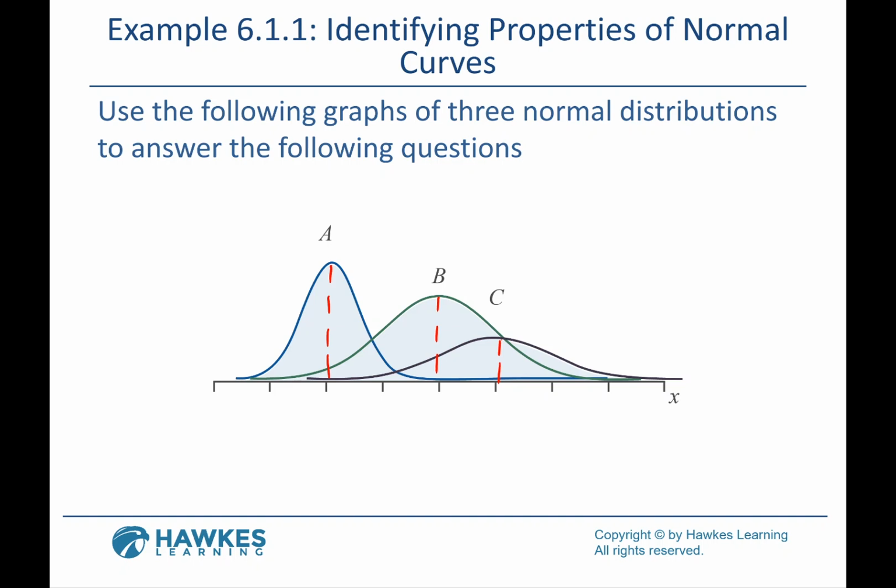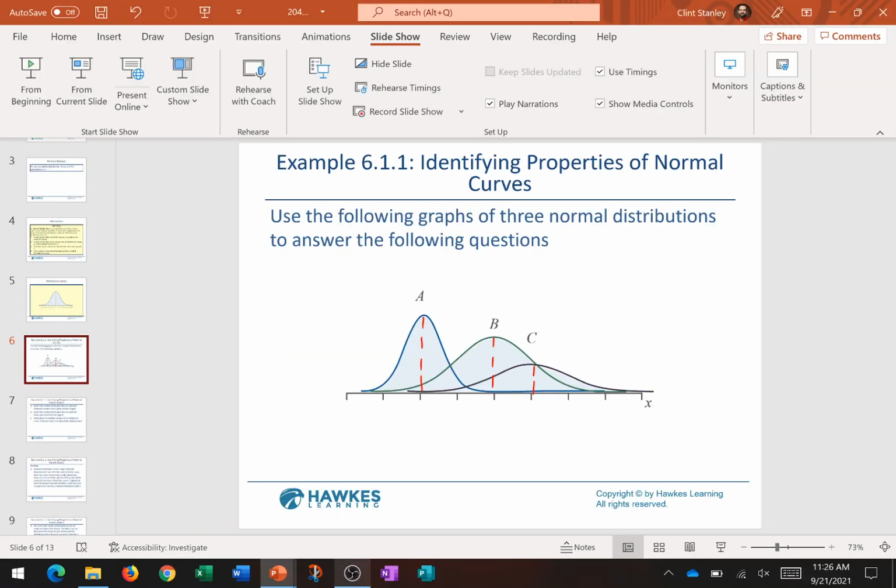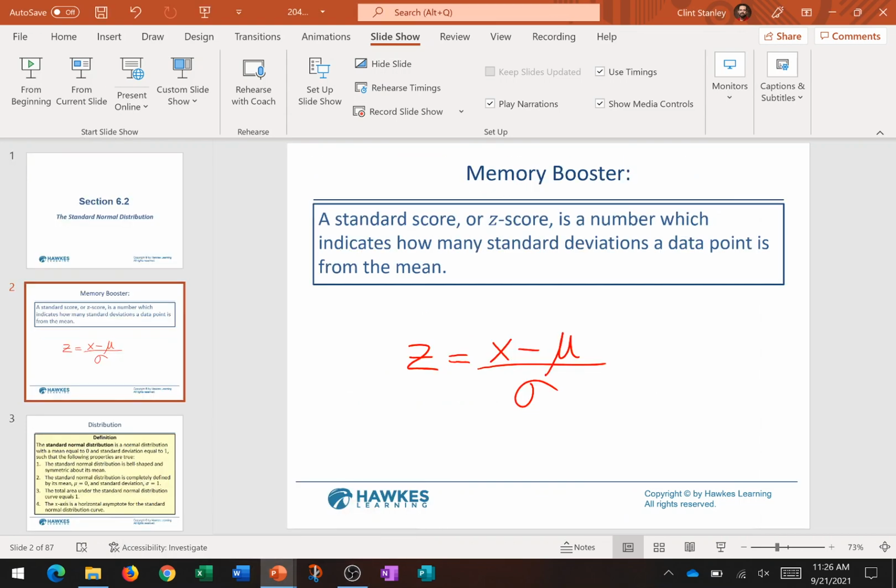That's what we're doing, but it's easy because all we have to do to make that work is use this little formula. Z equals x minus mu over sigma.